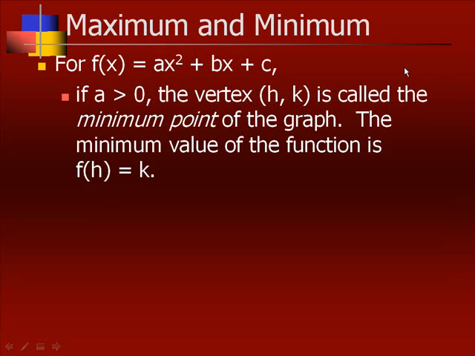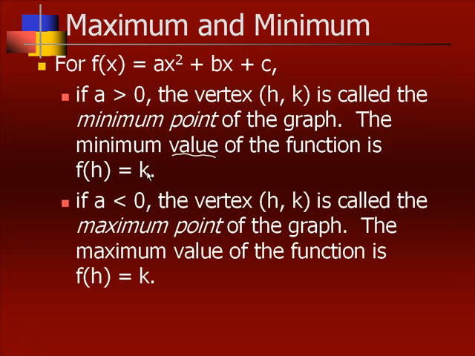Now, the minimum value of the function is k. Okay, now there's a difference. The extremum, or the extreme point, is the entire ordered pair, (h, k). The minimum value is just the y value. Same thing if a is less than 0: the vertex (h, k) is called the maximum point of the graph, and the maximum value of the graph is just the y value.